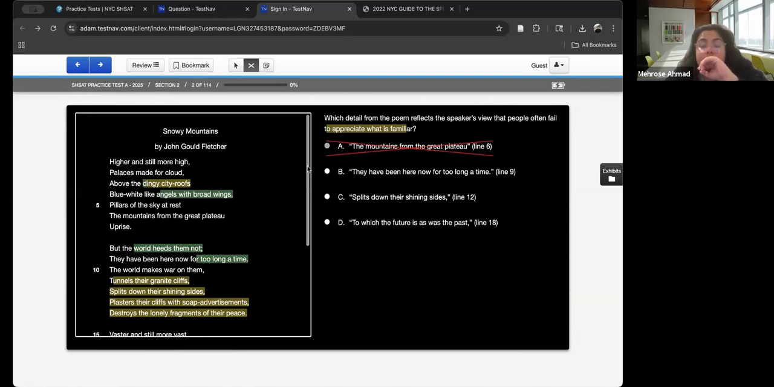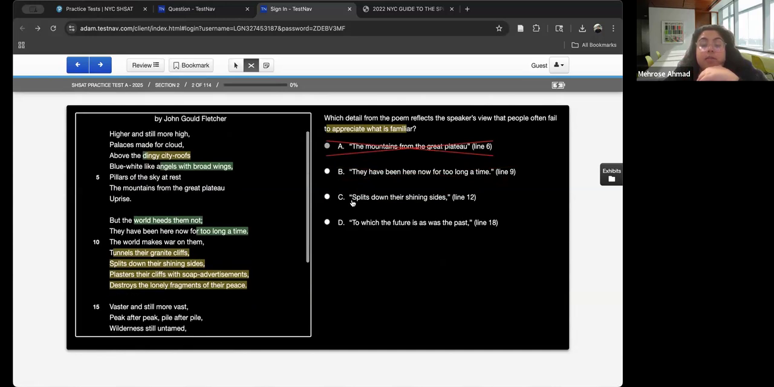Stanza 2. Line 9 is in stanza 2 for choice B. They have been now here for too long a time. So this kind of makes sense. If something is here for a long time, it's likely familiar. And what do we see? Now in line 9, if we read right above it and right below it, it further adds strength to this being the answer to the question.